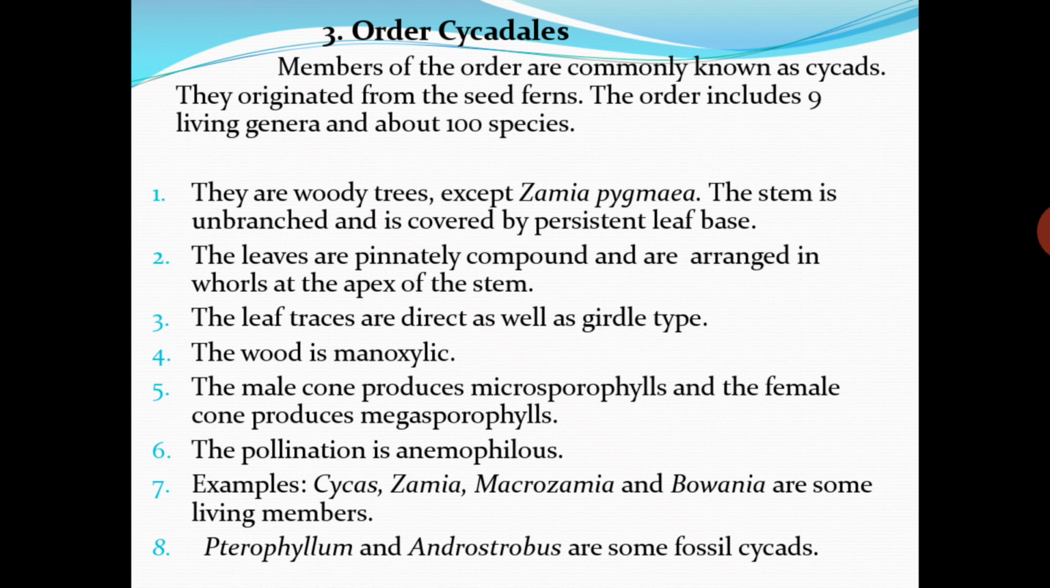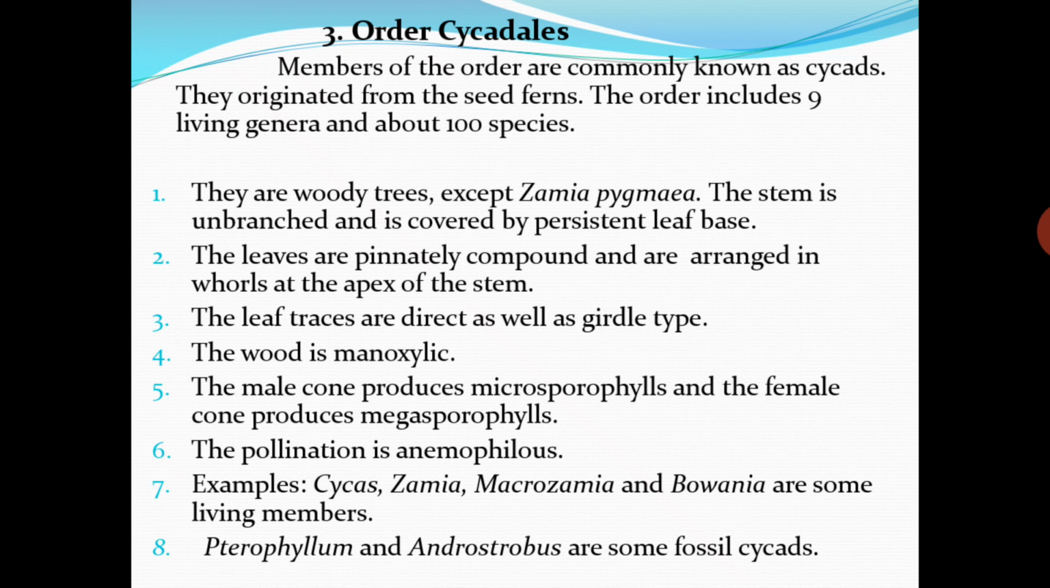Next order, Cycadales. Third order, Cycadales. Members of the order are commonly known as cycads. They originated from the seed ferns. The order includes 9 living genera. So these are living fossils and have 9 living genera and 100 species. They are woody trees, erect, except Zamia.